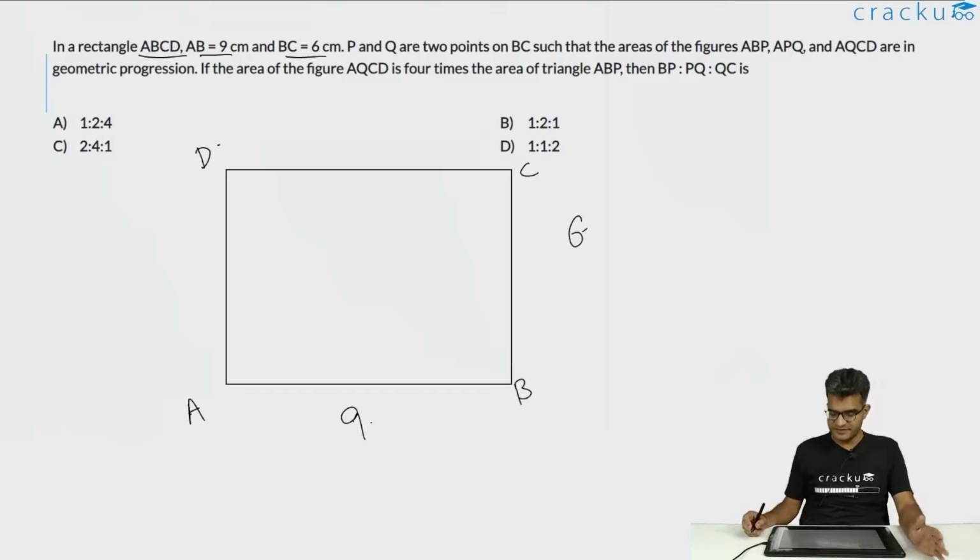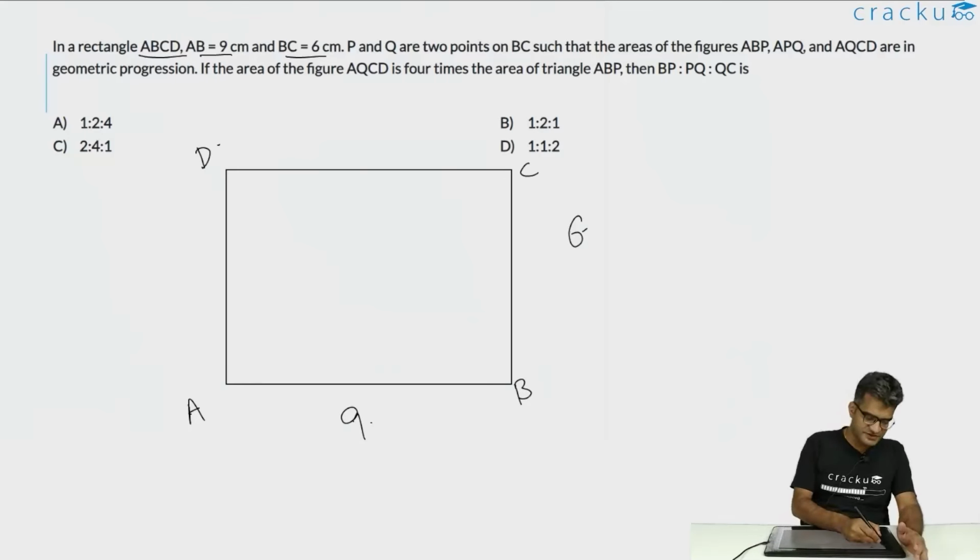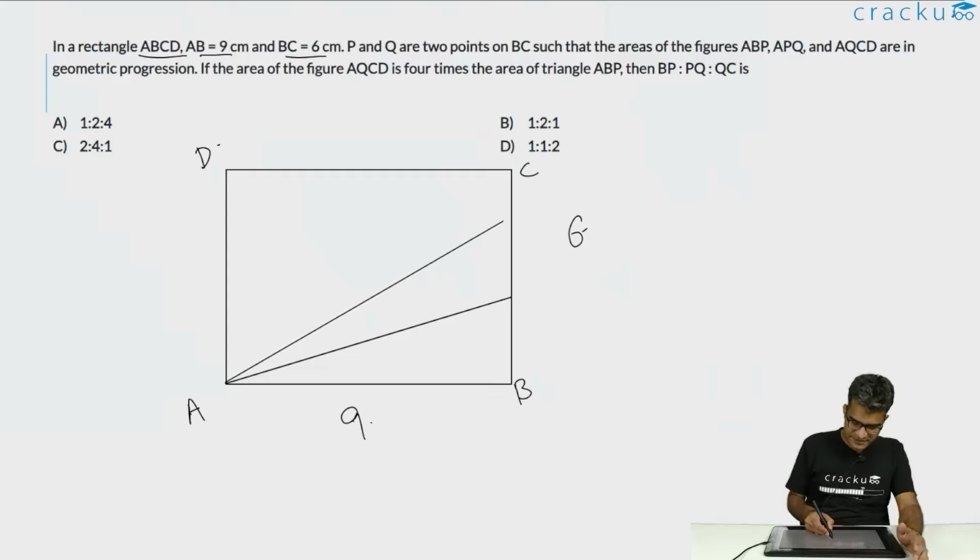There are 2 points on BC such that the areas of the figures ABP, APQ, and AQCD are in a geometric progression. So let us assume that this is ABP, this is APQ, and the remaining one is AQCD. This is P, this is Q.